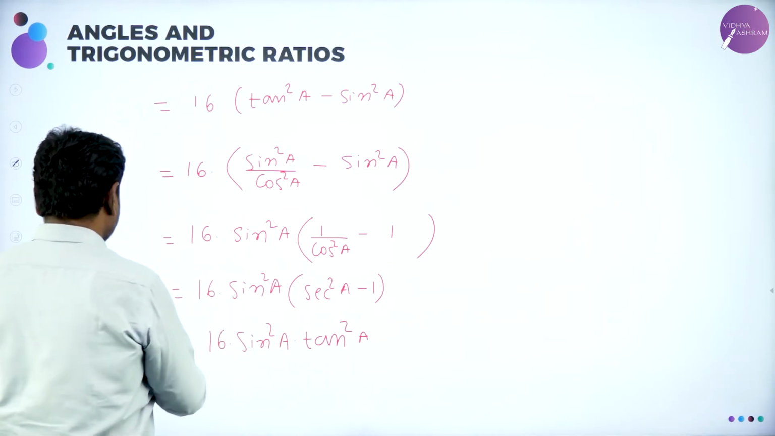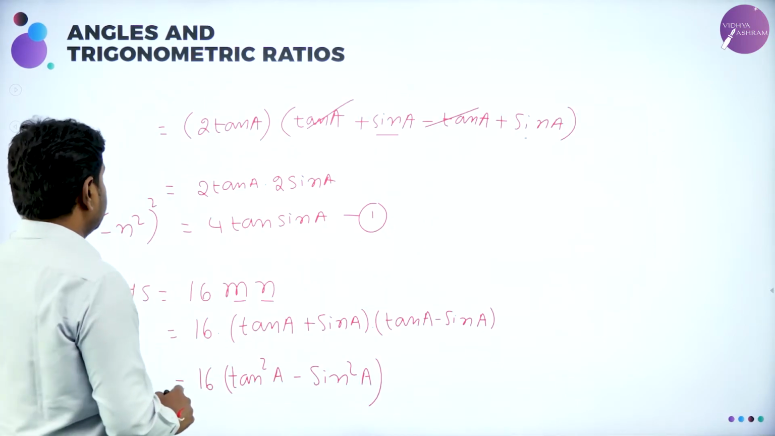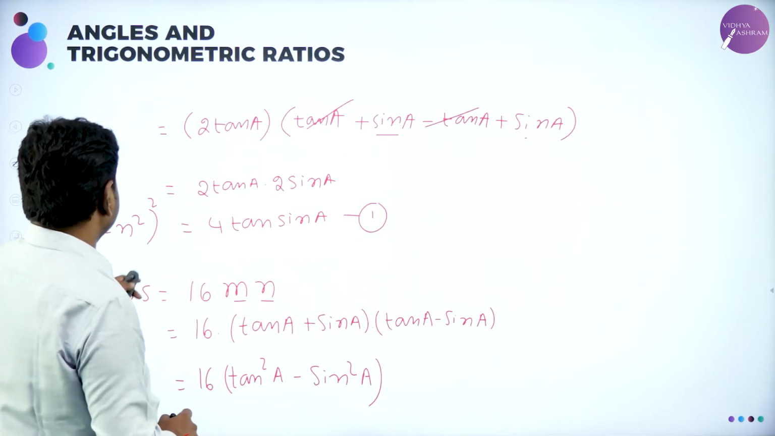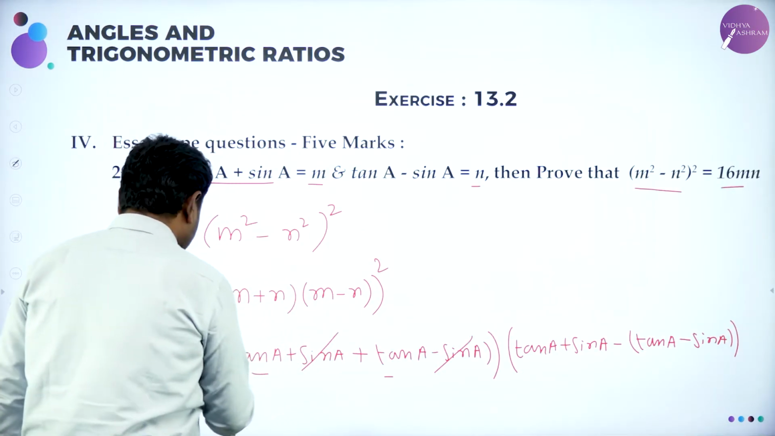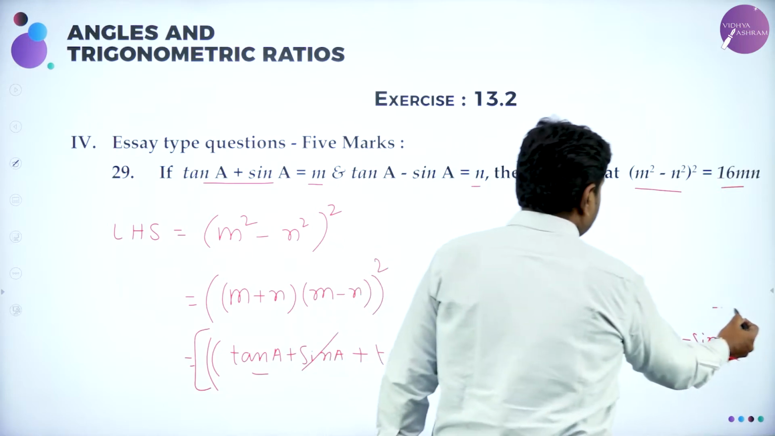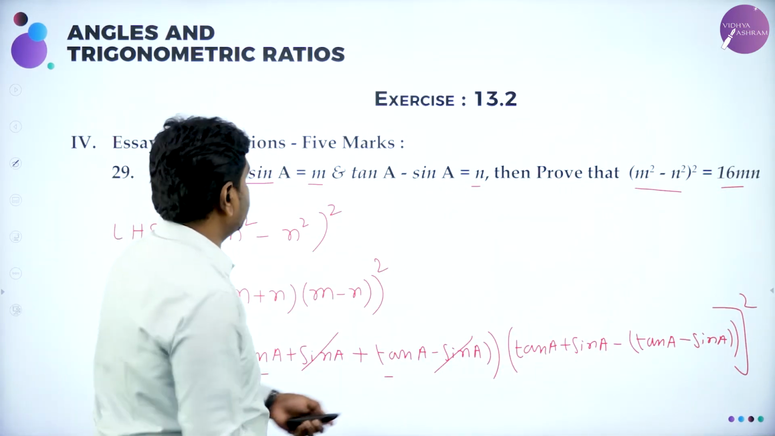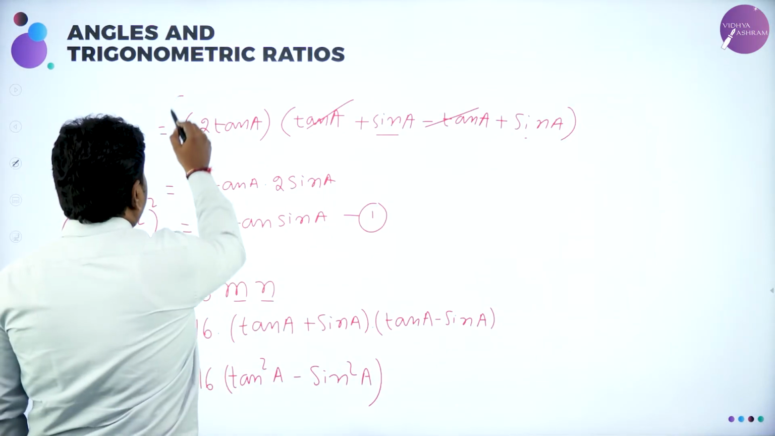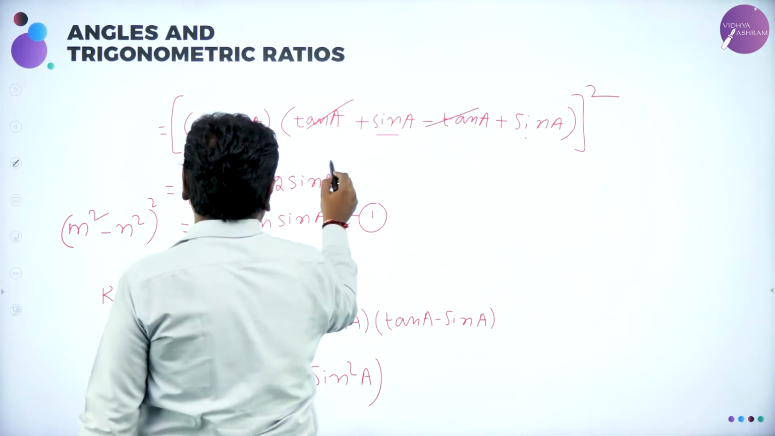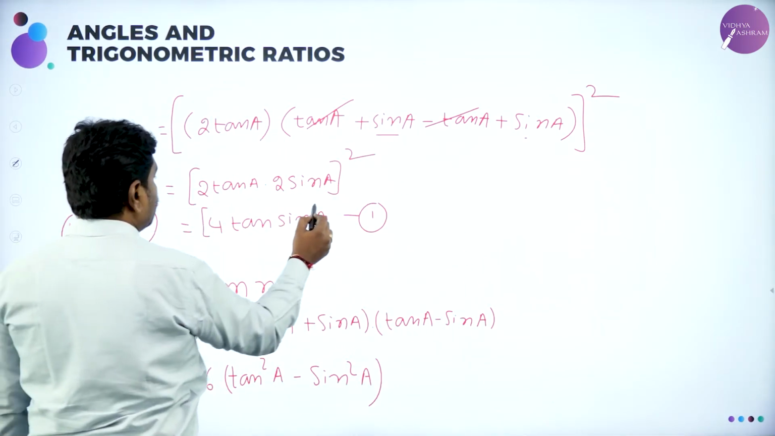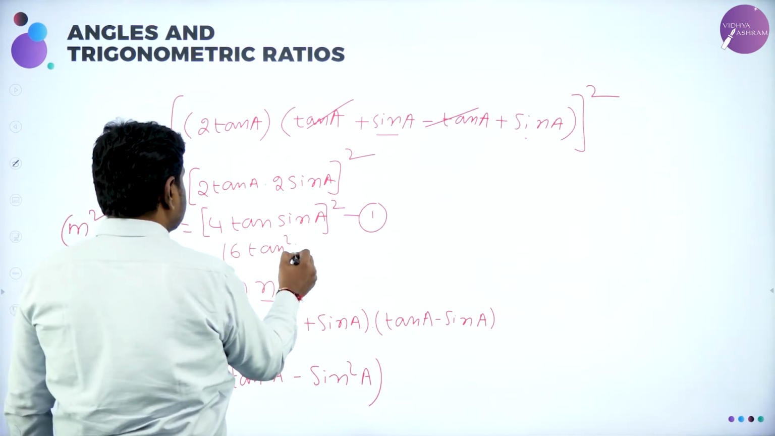This is the value of what? mn. 16 times mn. So dear students, we got m square minus n square whole square we have to do. So this is whole square, and for this whole square will be as it is. So this is m plus n into m minus n whole square as it is. Here also you will have whole square as it is. So 4 square is 16 tan square sin square a.